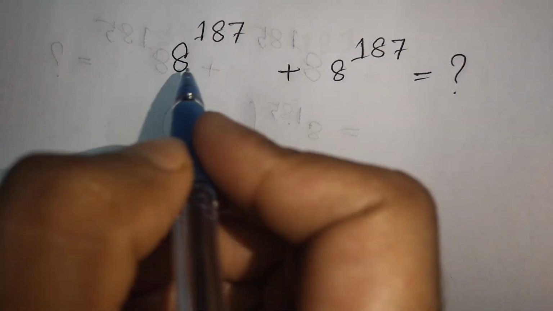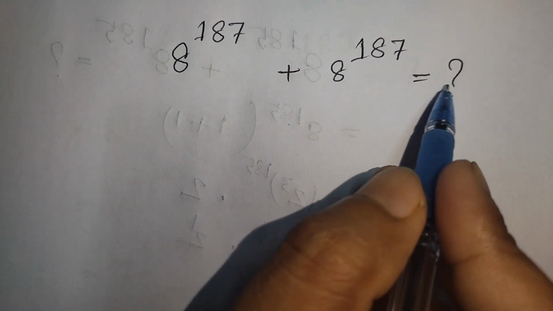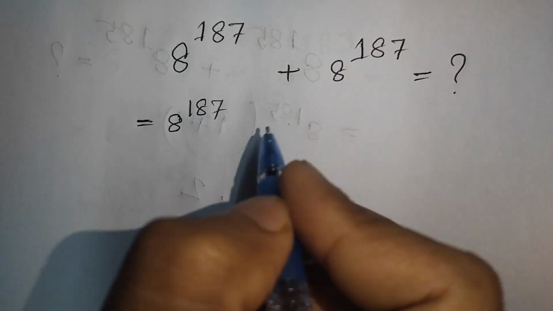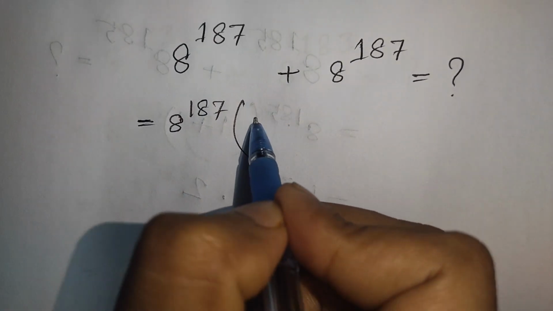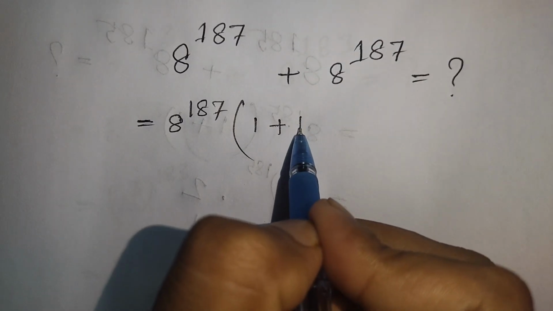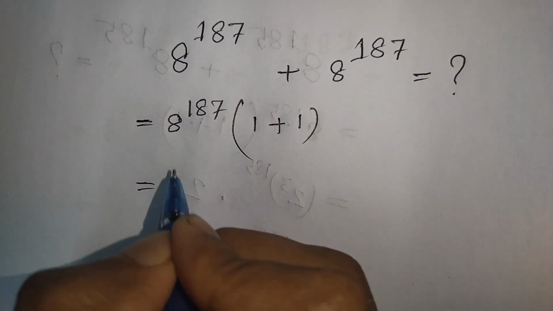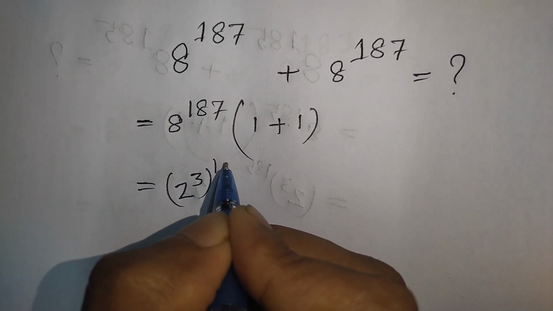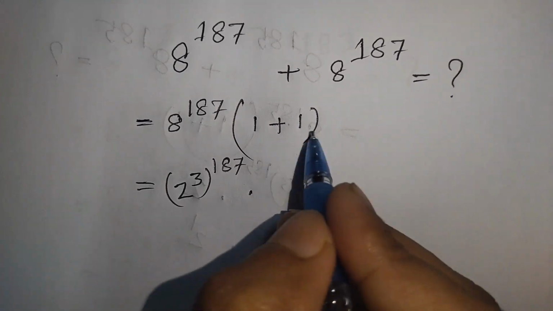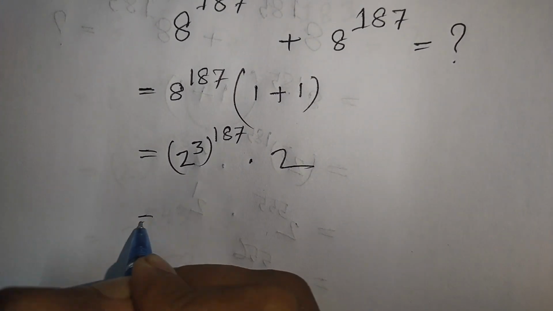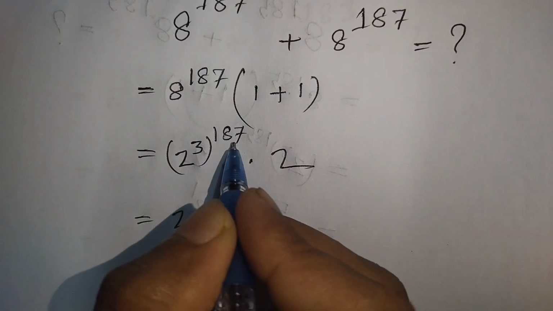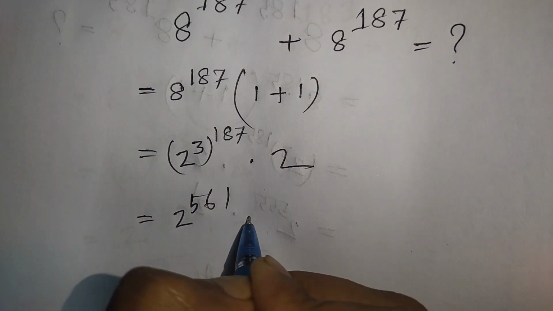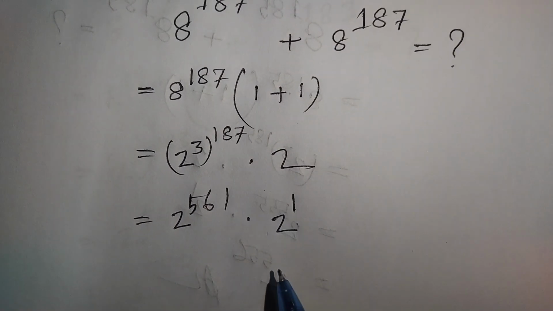How to solve 2 to the power 187 plus 2 to the power 187 is equal to what? At first we take common 2 to the power 187. First bracket start, this divided by this, that means 1, plus this divided by this, that means 1. Then 2 to the power 187 is the same as 2 to the power 3 bracket for 187 times 1 plus 1, that means 2. Now 2 to the power 3 times 187, that means 561, times 2 is the same as 2 to the power 1.